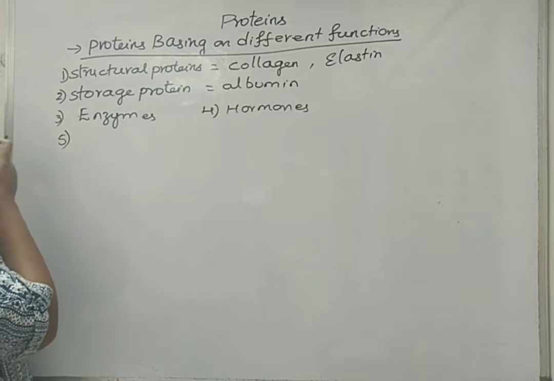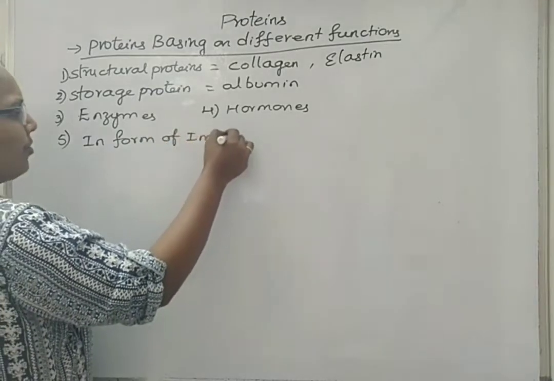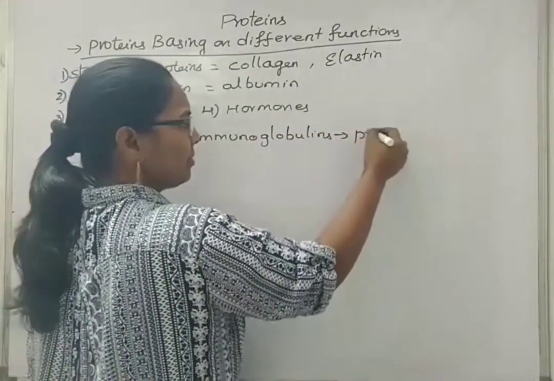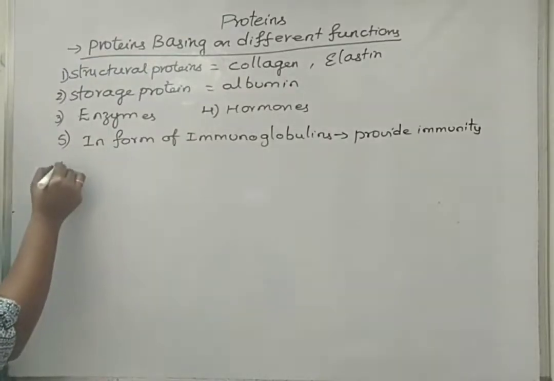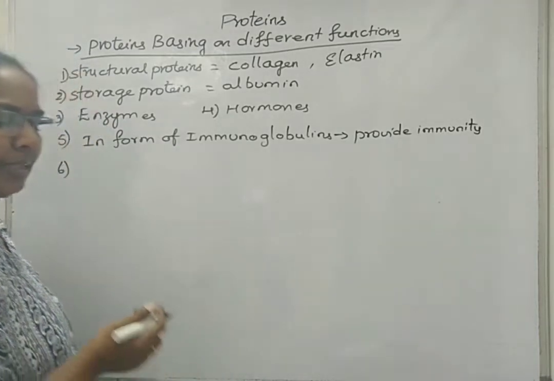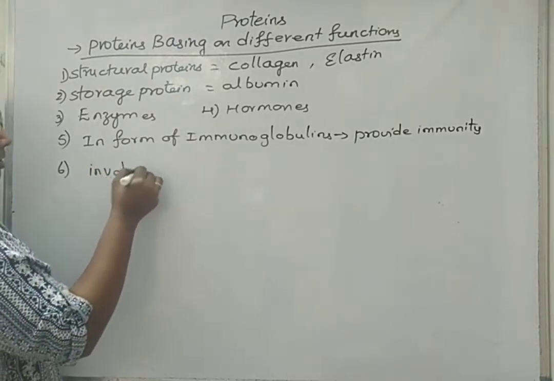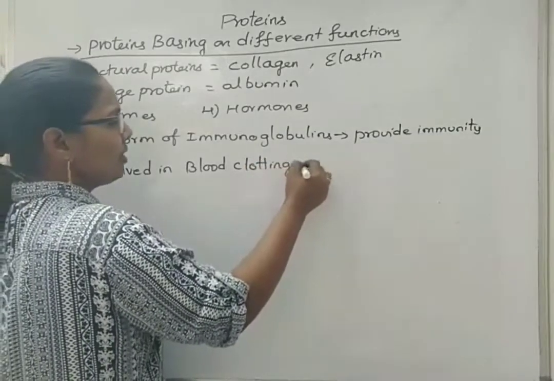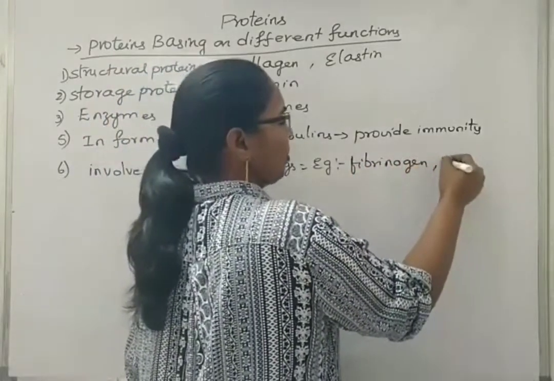Next, proteins in the form of immunoglobulins. They provide immunity. Next, proteins are also involved in the blood clotting process in the form of fibrinogen and prothrombin. So what are the proteins involved in blood clotting? Example, fibrinogen and prothrombin.